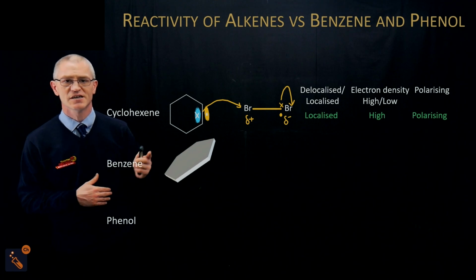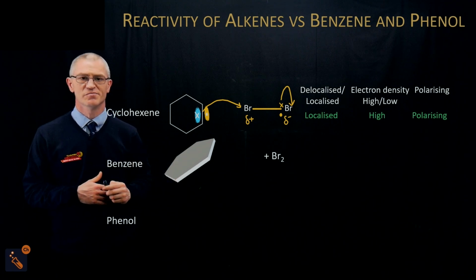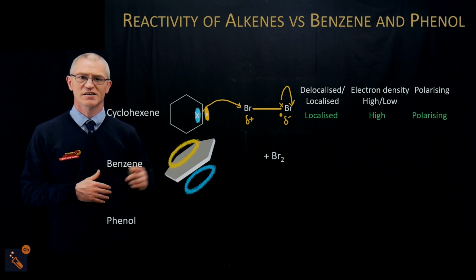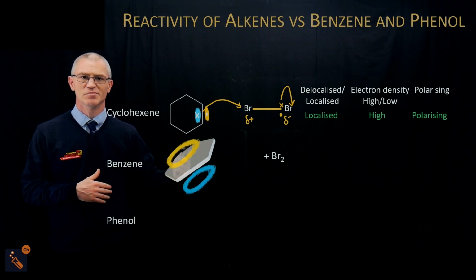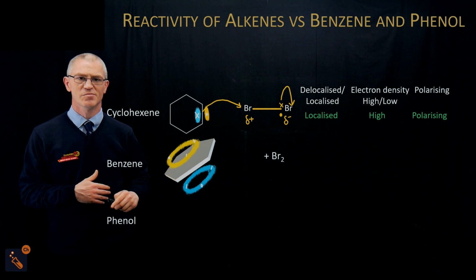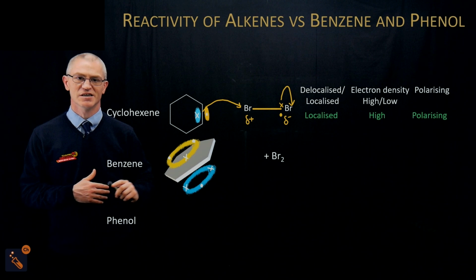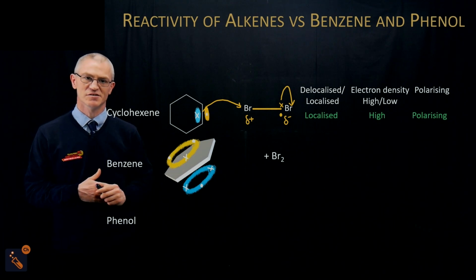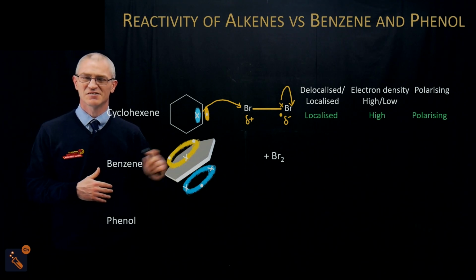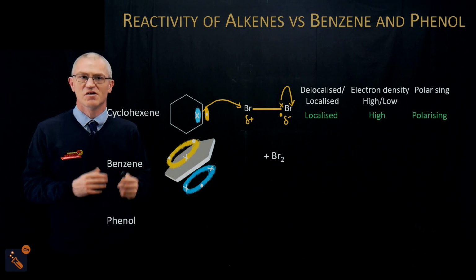We then go to benzene, and let's look at those electrons on benzene again. They're going around in a circle above and below the plane, in this pi bond. But they're delocalized and they're far apart from each other. You can see how far apart they are compared to those electrons. So it's a low electron density. And that means it doesn't polarize the bromine unless you have a halogen carrier.